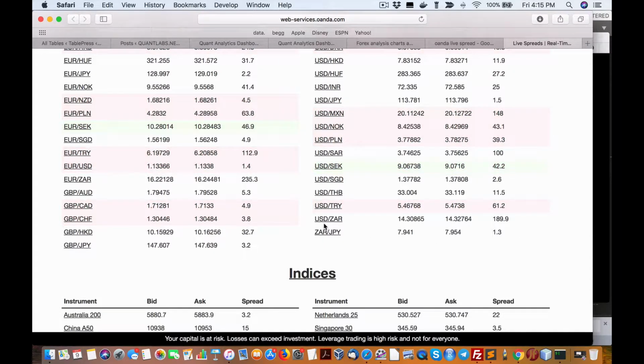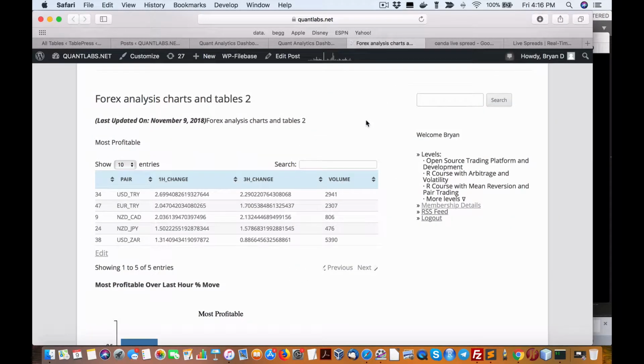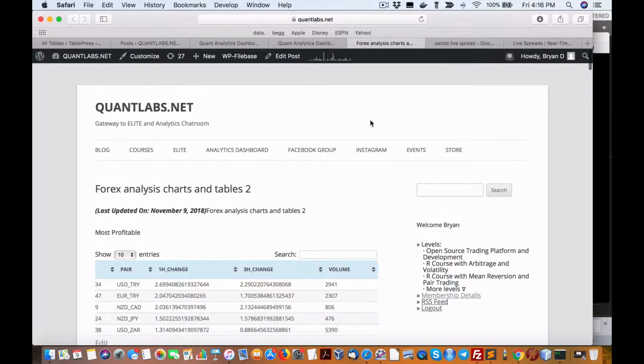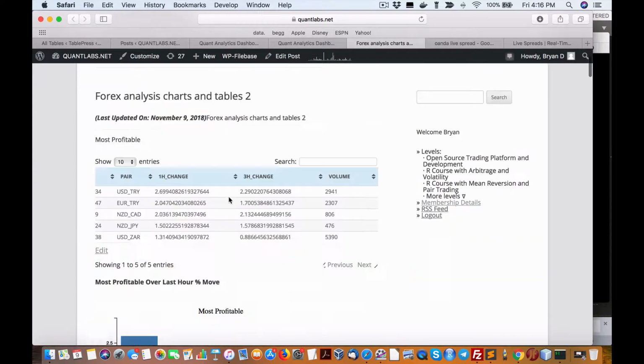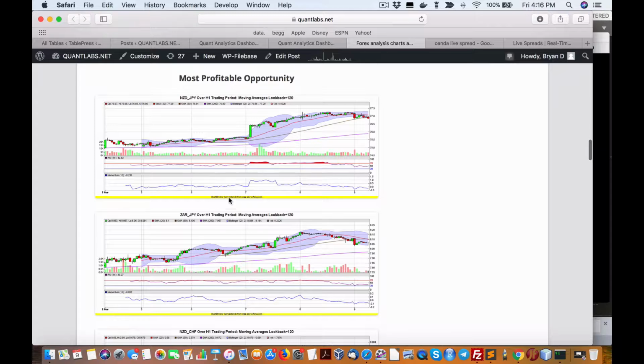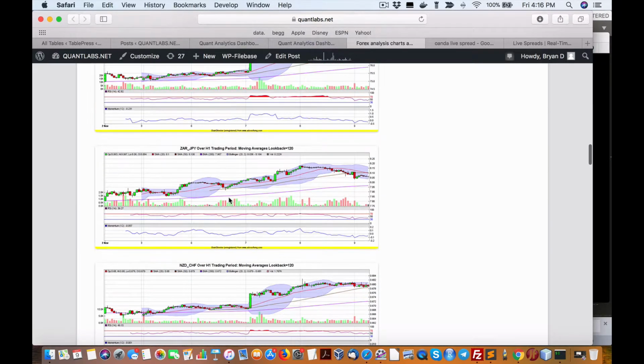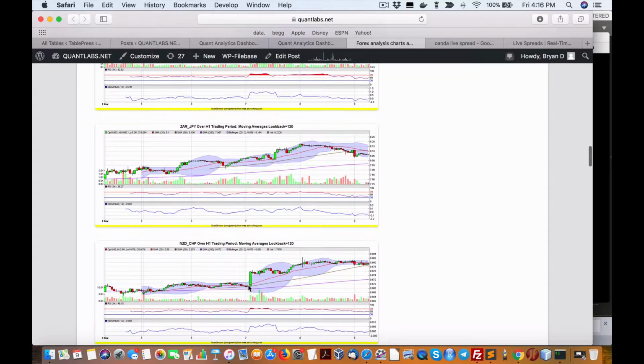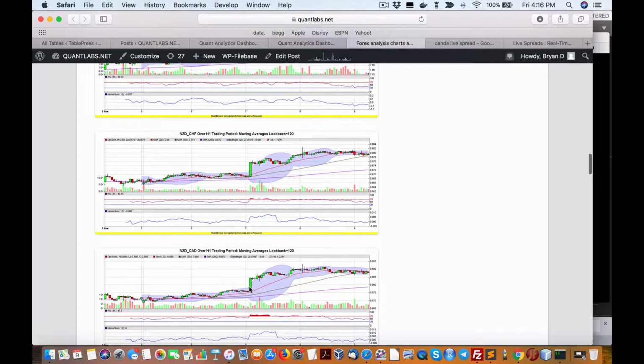We need to know that. And here's the one example I've mentioned: U.S. dollar and the rand, South African rand, 189. And this is where you can go to calculate that. But I mean, seriously, who's got time to do that? So what I've decided to do is in this chart, forex analysis, charts and tables, you can see here some interesting moves.